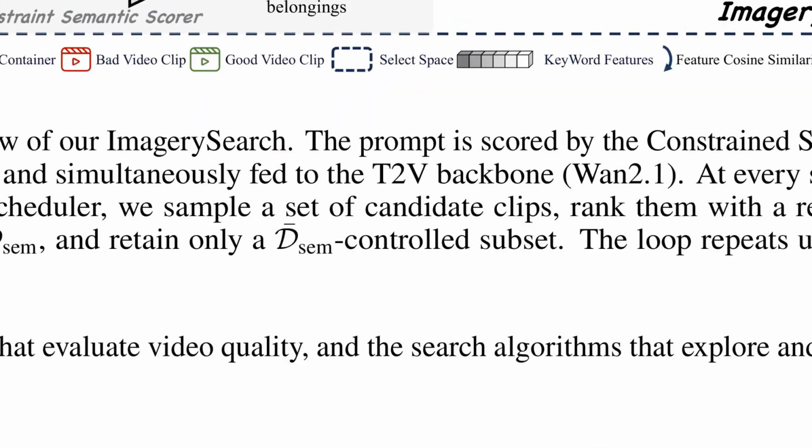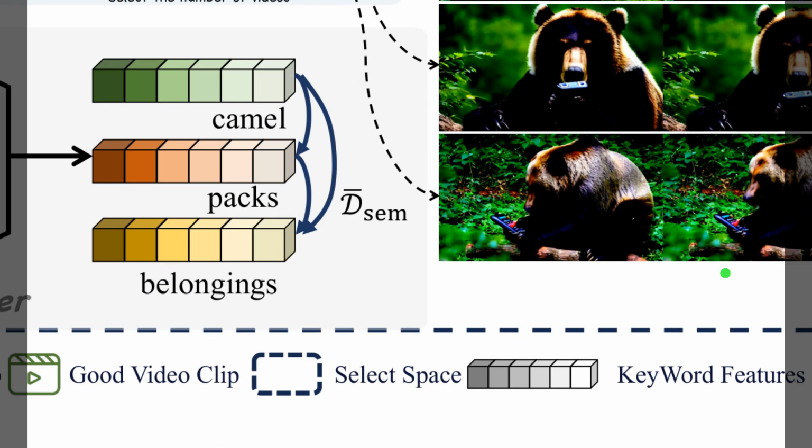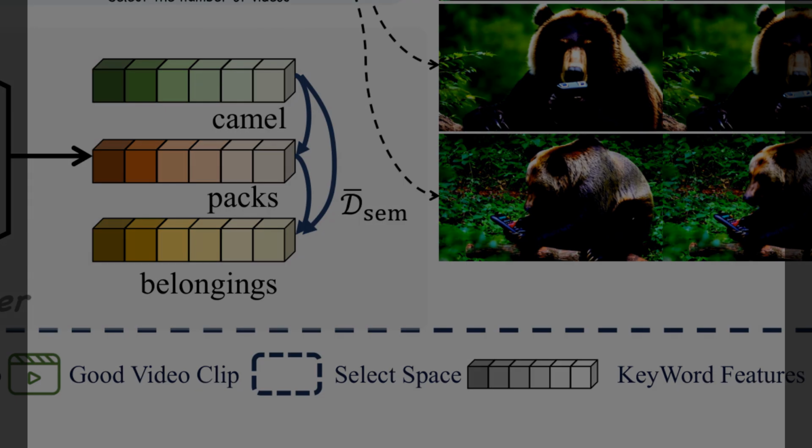Well, Figure 2 presents the full ImagerySearch loop that adapts both search space and reward to the prompt's semantic distance, which means how far apart the key concepts are in meaning. The diagram shows a text-to-video backbone fed alongside a constrained semantic scorer that estimates average semantic distance. At scheduled steps, the method samples multiple clips, scores them with a modular imagery reward, and keeps only a distance-controlled subset. The right panel illustrates candidate rows, where better clips are retained as generation proceeds.